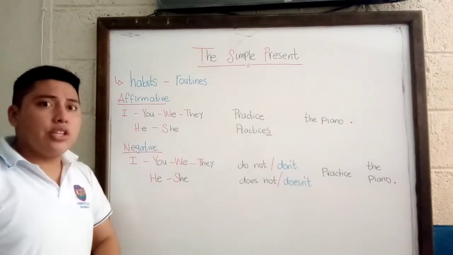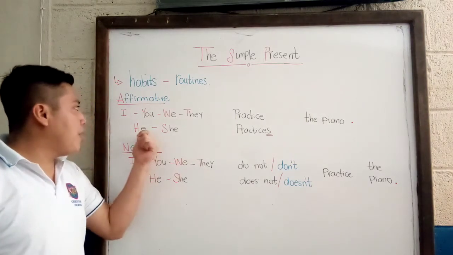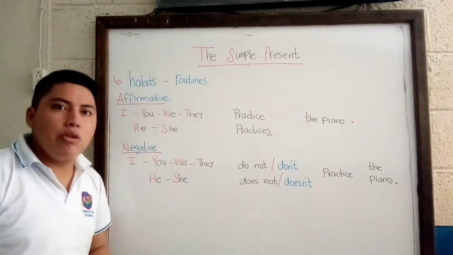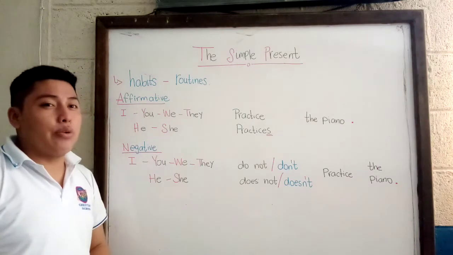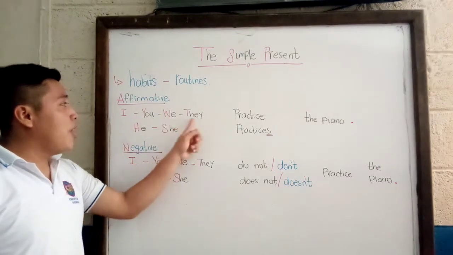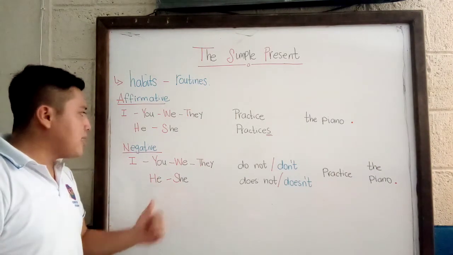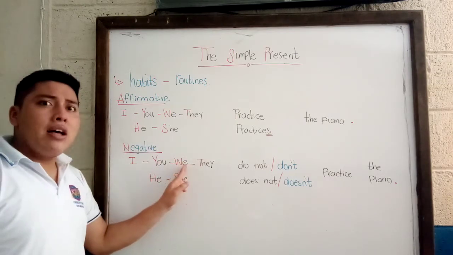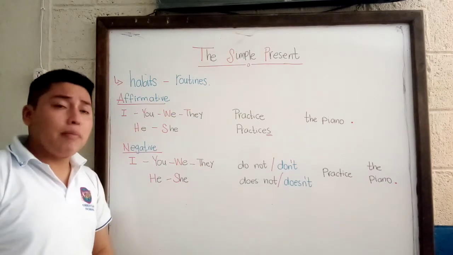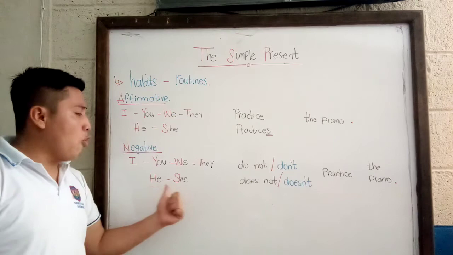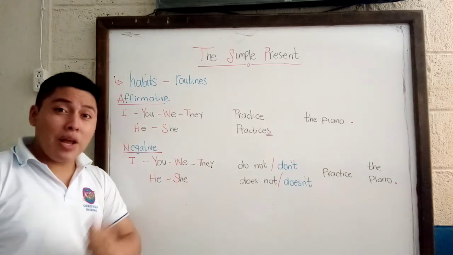You can use here: Teacher, you and I practice the piano. Okay, very good. Teacher, my father practices the piano. My mother or sister practices the piano. Very good. So, teacher, my friends practice the piano. It's the same here. Teacher, you and I don't practice the piano. My friends don't practice the piano. My father or my mother doesn't practice the piano. See what I mean?